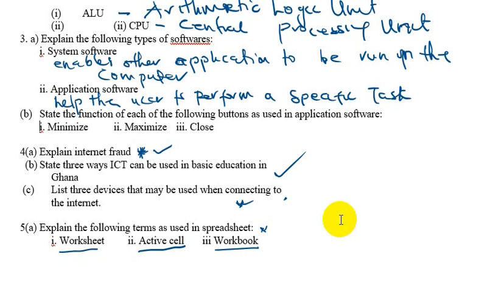And the next one is workbook. Now workbook is a spreadsheet file which consists of one or more worksheets. So workbook, it contains one or more of what? Worksheets. Okay, so that will be all for 2012 BECE ICT.